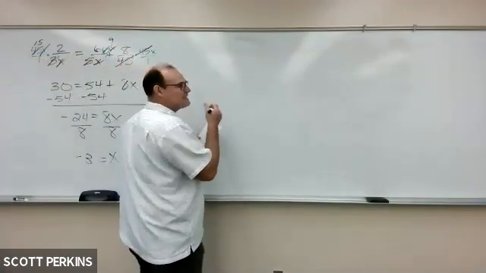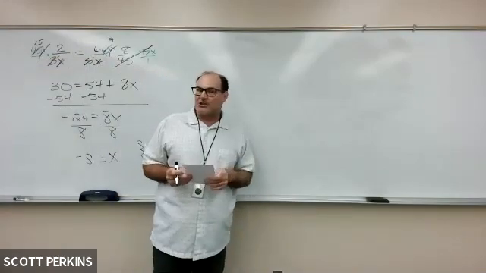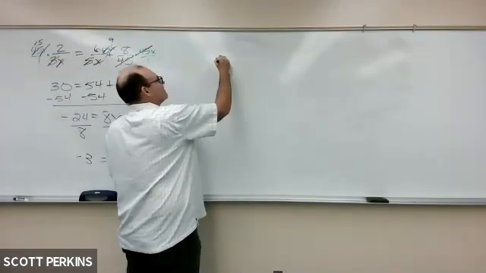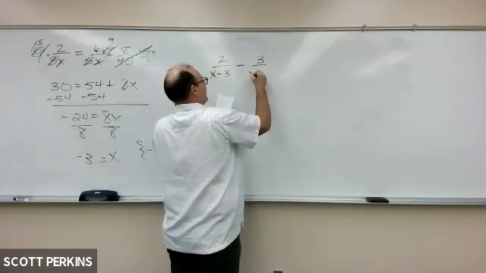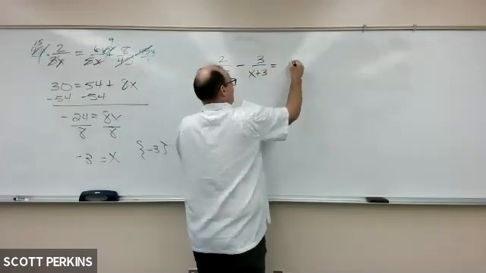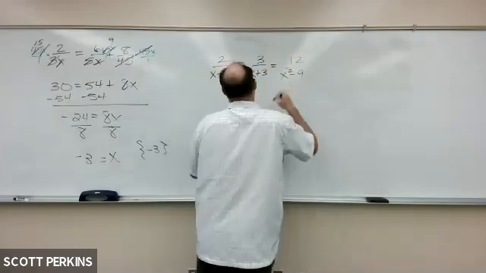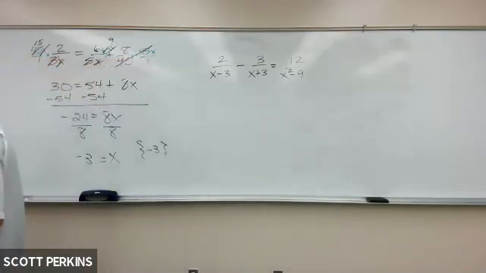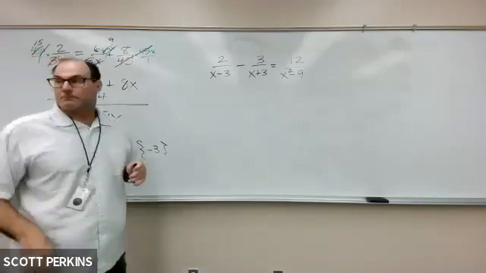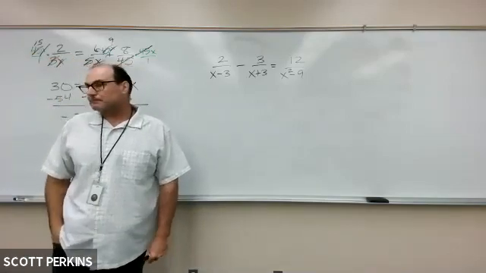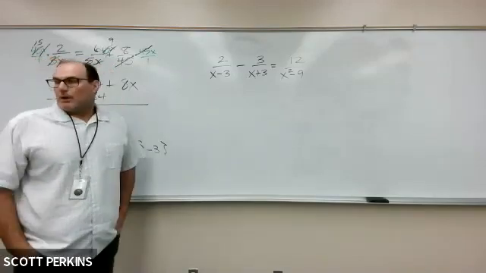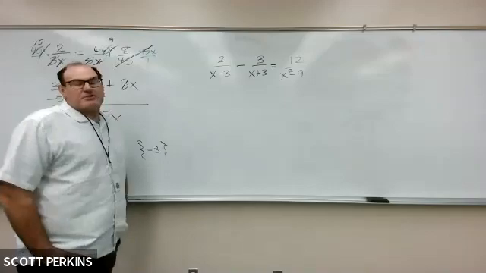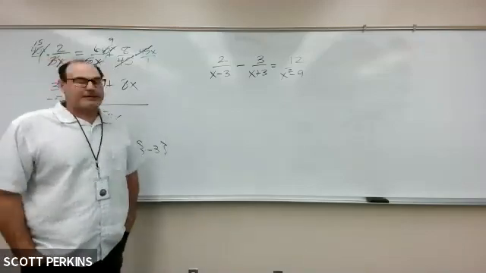So here's the example I wrote on the board of what a rational equation was. It looks like this: 2 over x minus 3 minus 3 over x plus 3 is equal to 12 over x squared minus 9. So we're back to this problem that was part of the introduction. All right, just giving you a moment to write this down. I know there's a lot going on here.